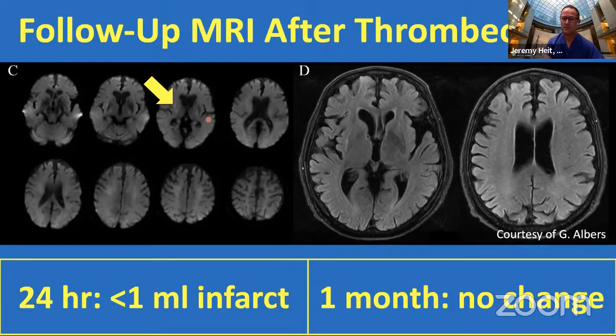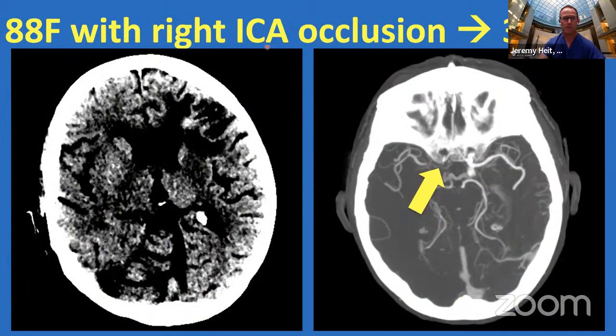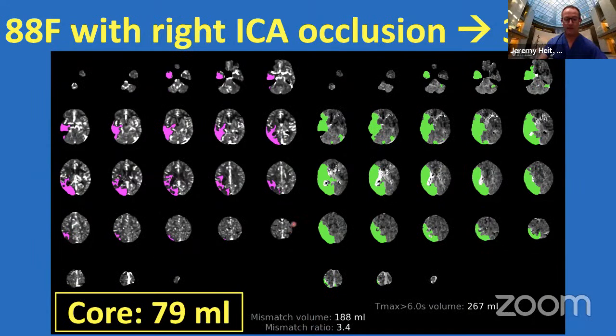And here's the real risk of this. This is another patient that I was made aware of. This is an 88-year-old female, right IC occlusion, very high stroke scale. And here's the internal carotid artery occlusion on the CTA. And on this non-contrast CT, there's some sort of chronic changes in an 88-year-old, but not a whole lot of massive injury that we're seeing. What does our CTP show? Well, it estimates that the core is 79 milliliters.